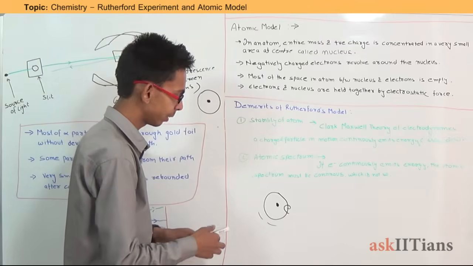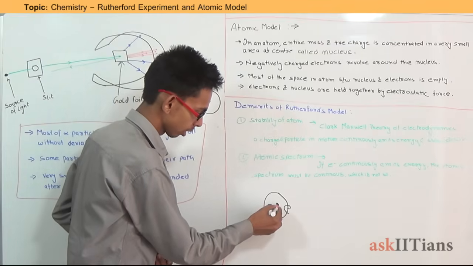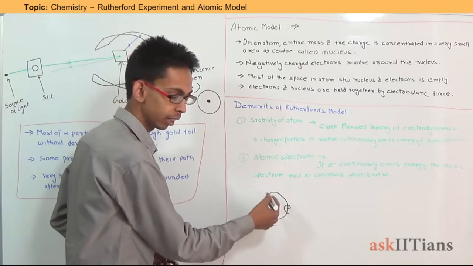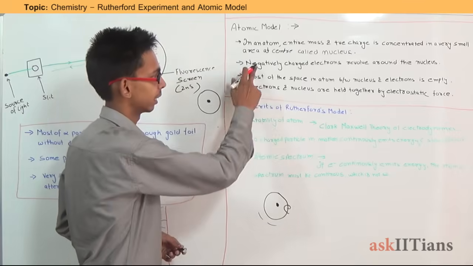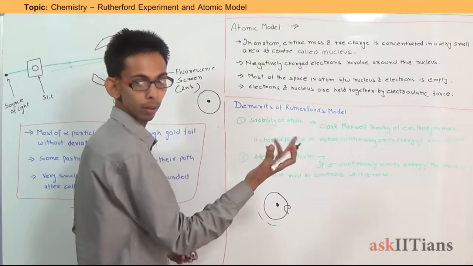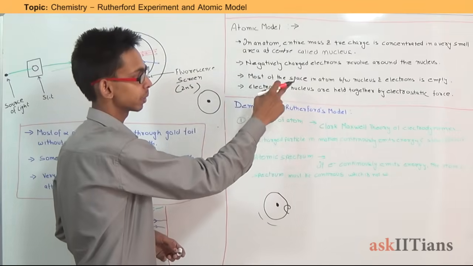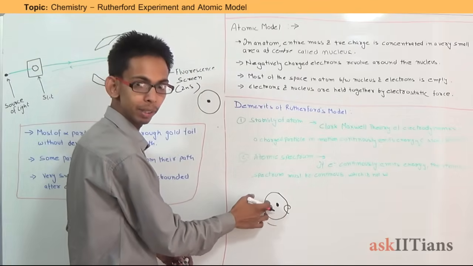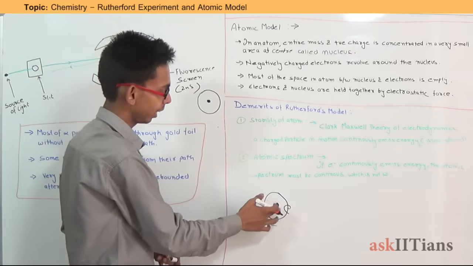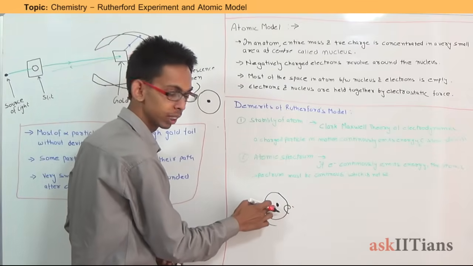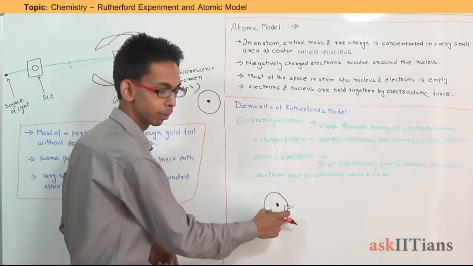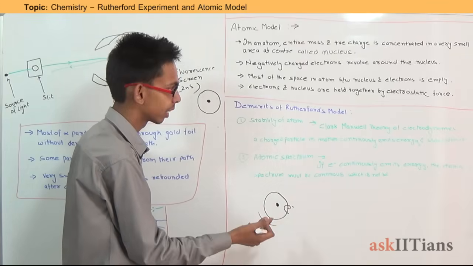Just in the same way, electrons revolve around the nucleus in fixed orbits. Negatively charged electrons revolve around the nucleus. Most of the space between the atom and the nucleus is empty, as you can see from here. Most of the space is empty, there is nothing. The nucleus is positively charged and the electron is negatively charged, so they are held together by electrostatic attraction.